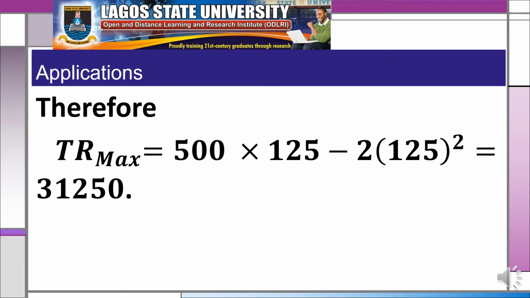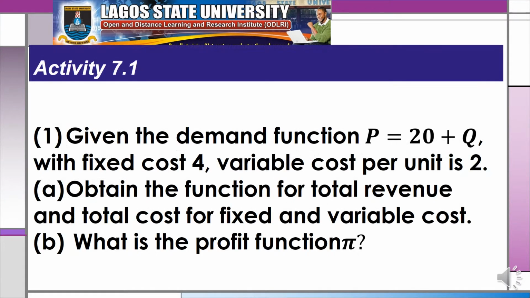Then the total revenue maximum will now be equal to 31,250, as earlier stated in the above quadratic equation form, that is 500Q minus 2Q squared.